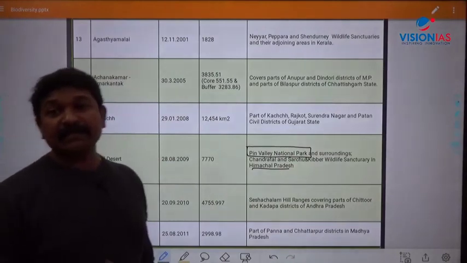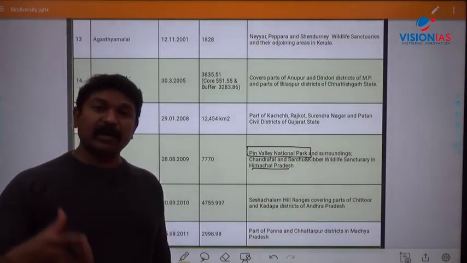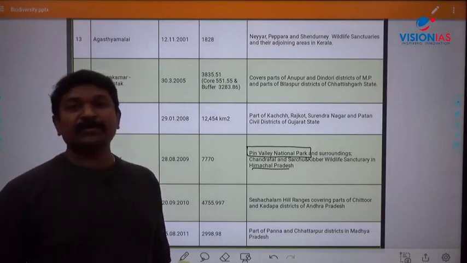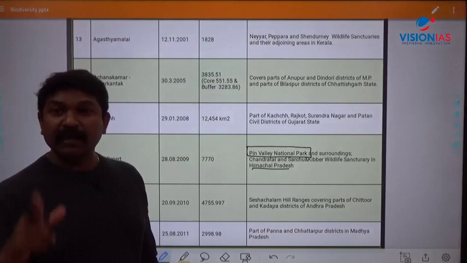This can be asked directly as a question. Pin National Park is a very important national park located in which of the following biosphere reserves? It is the Cold Desert Biosphere Reserve. Where is it? Himachal Pradesh.